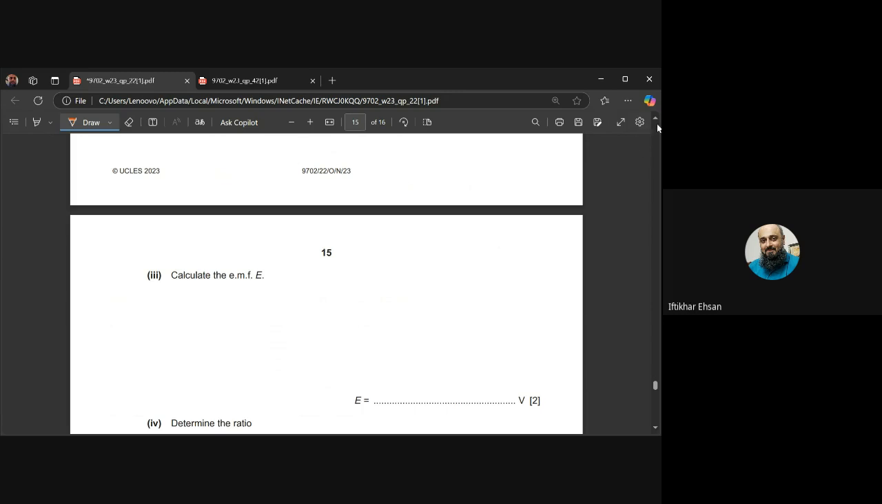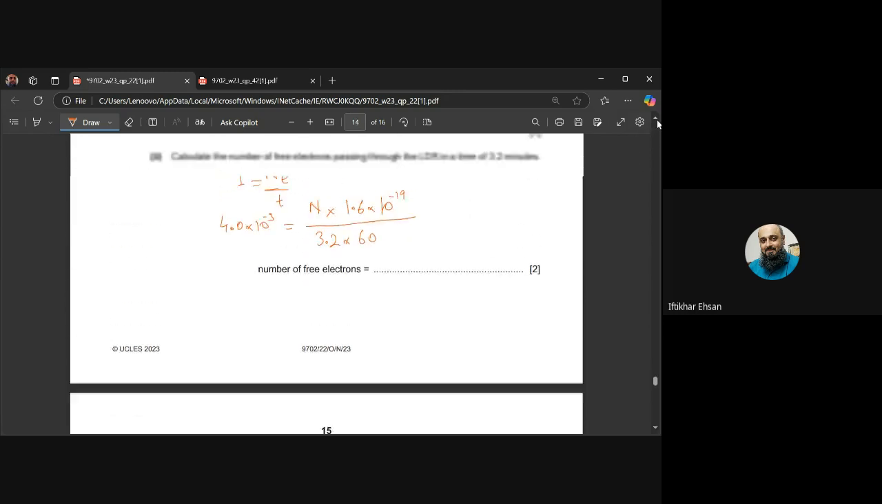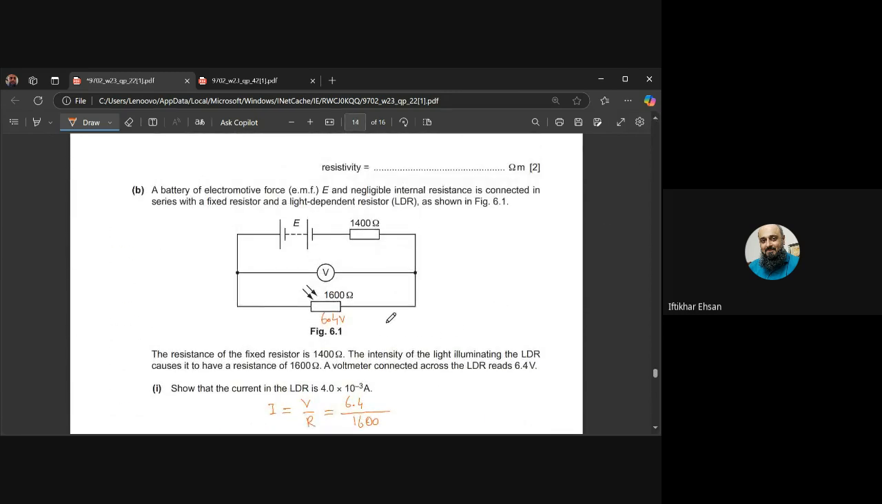Calculate the EMF. Now, this is a bit of a difficult part. Beta, we have to find the EMF of the source. We need to know the voltage of this. Now we need to know the voltage of this. How would you find it? They are connected in series. In series, we have voltage directly proportional to resistance.